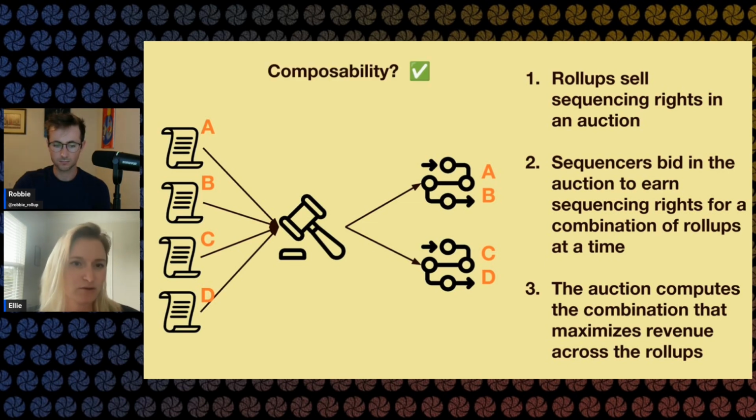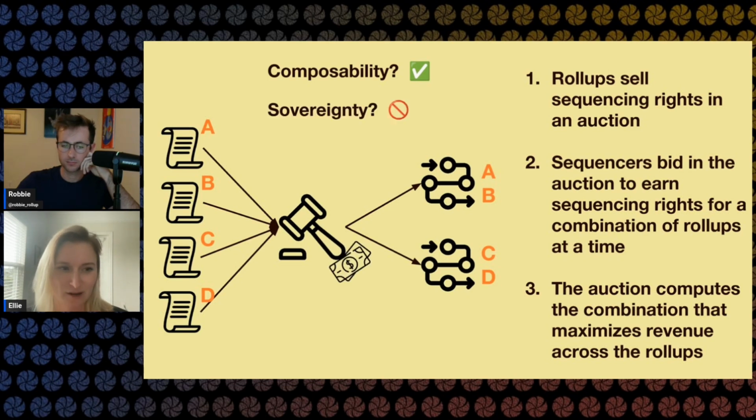So do we have composability like we want? Well, I'd argue yes, because the sequencers, since they can earn sequencing rights for multiple rollups at once, can sequence those rollups together, and they can ensure that we have this really seamless composability between the rollups that they sequence together. So yes, this is great. But do we have sovereignty?